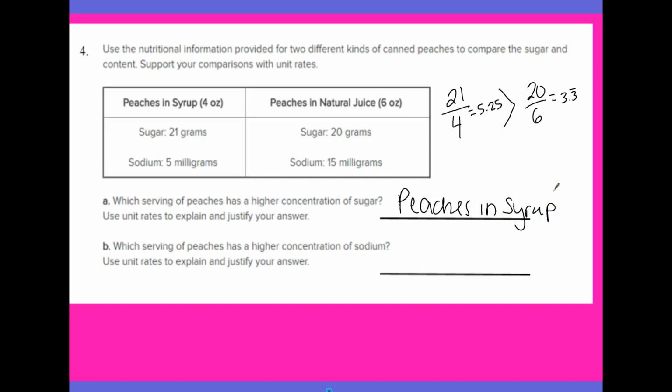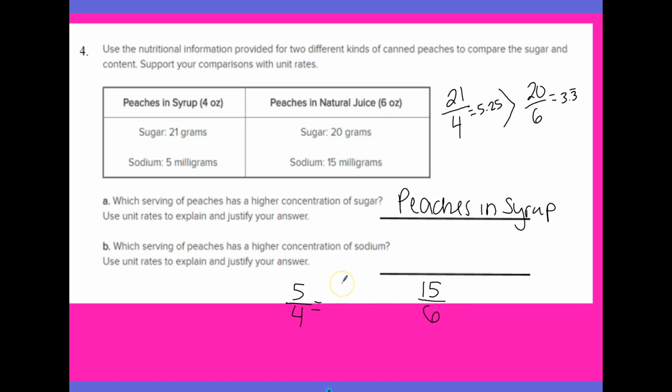And then the next one says, which serving of peaches has a higher concentration of sodium? Use unit rates to explain and justify your answer. So again, now we're looking at the sodium. If we have 5 milligrams out of 4, I can write it 5 out of 4. And then if I have 15 milligrams of sodium out of 6 ounces, I can write 15 divided by 6.